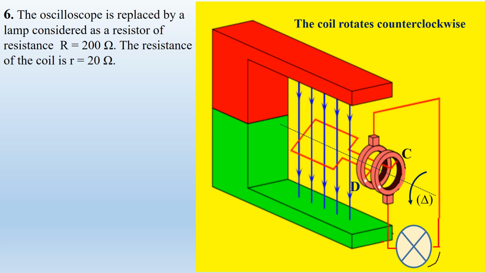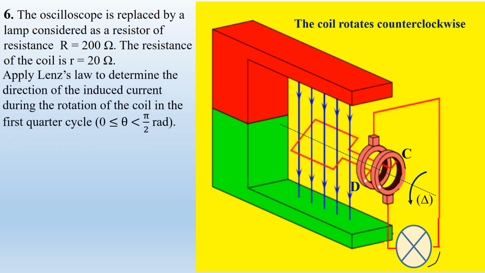Look at the figure. This is the lamp. It is connected across the terminals of the coil. Now, during the rotation of the coil, it is crossed by a variable magnetic flux and becomes the seat of induced electromotive force. And now, the circuit carries an induced current because it is closed. Now, we want to apply Lenz's law to determine the direction of the induced current during the rotation of the coil in the first quarter cycle, which means that the angle theta varies between 0 and pi over 2 radians.